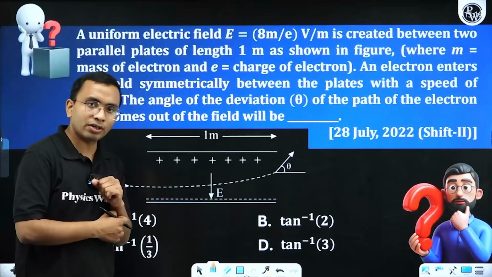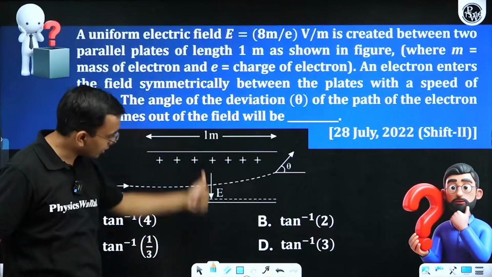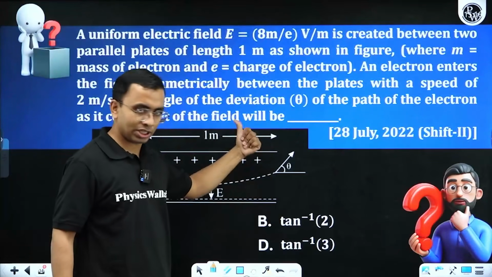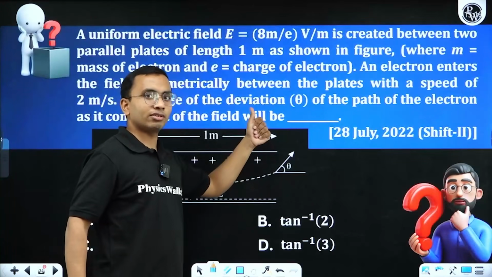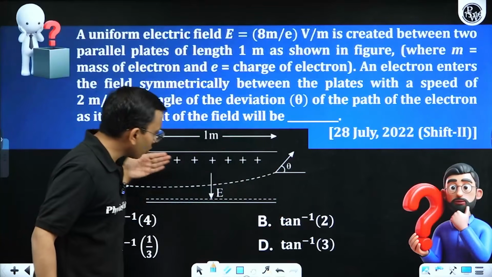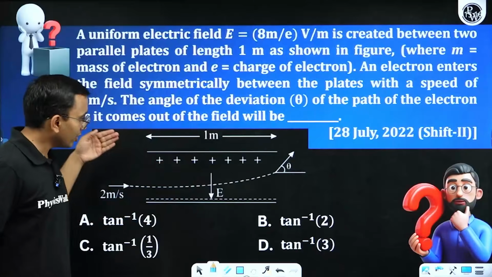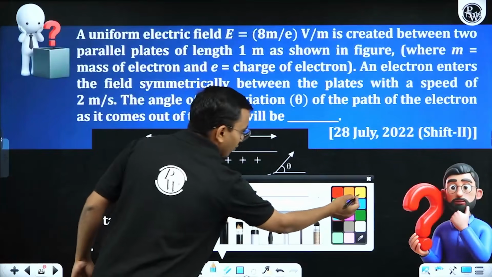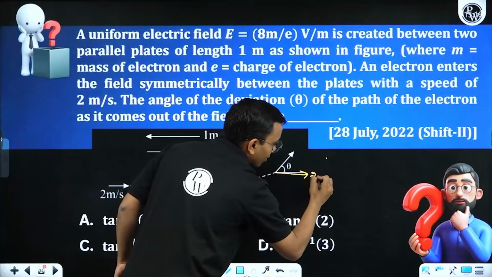Charge is electron, this is a negative charge. Electric field is in the downward direction, it will have force in the upward direction. Due to that, it will have some acceleration in the upward direction. So when it passes, it will gain some velocity in the upward direction. What about in the horizontal direction? That will remain the same. There is no force in the horizontal direction. There is no acceleration in the horizontal direction. Therefore, the velocity in the horizontal direction is not going to change. So, if the initial velocity in the horizontal direction is 2 meter per second, this is also 2 meter per second.